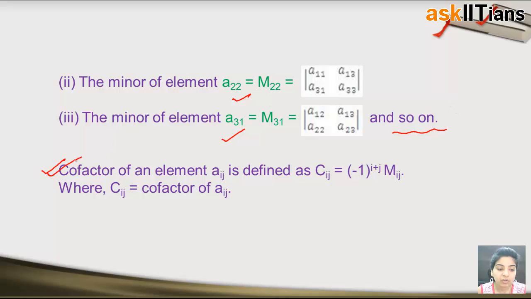The next concept is that of a cofactor of an element. The cofactor of an element aij is defined as Cij, like we had Mij, now we have Cij. The difference between a cofactor and a minor is that of a sign. Cij is minus 1 raised to the power i plus j times Mij. So if we put the corresponding sign with the minor, we get the cofactor of the particular element, where Cij is the cofactor of aij.